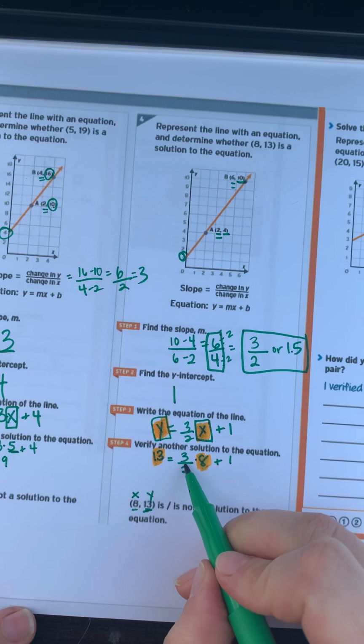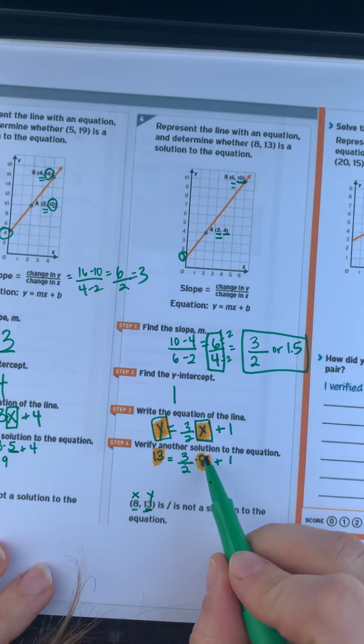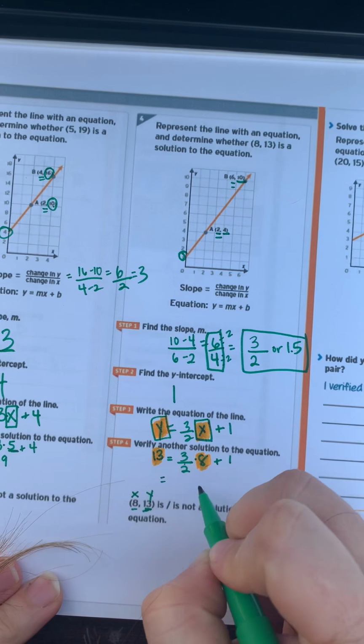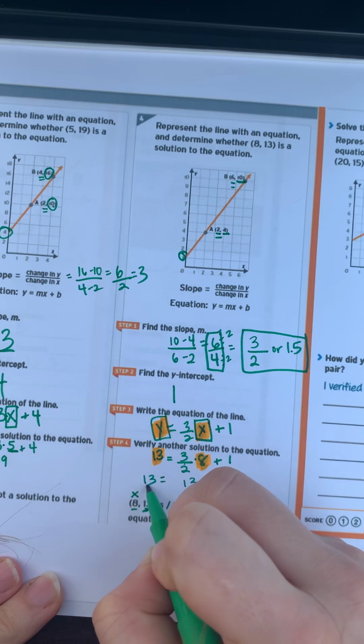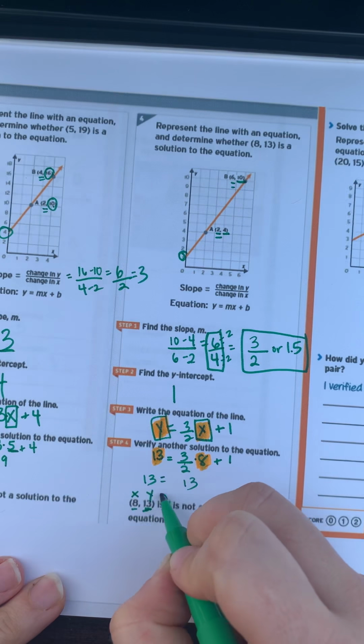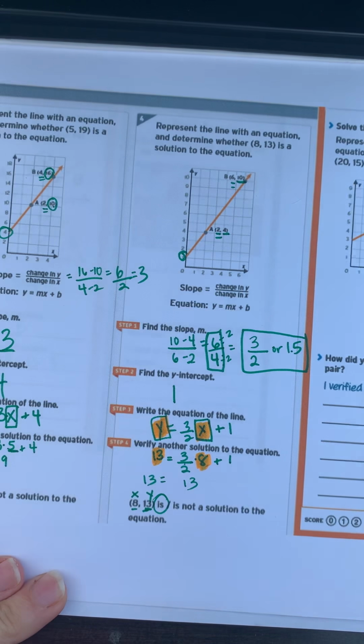Okay, 3 divided by 2 times 8 is 12, plus 1 is 13. So we have 13 equals 13, which means it is a solution to the equation.